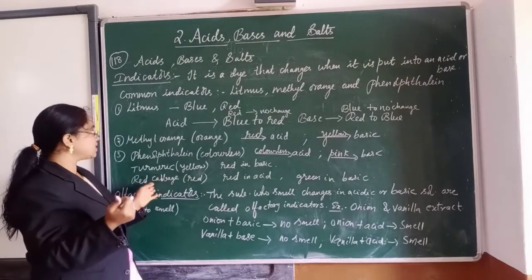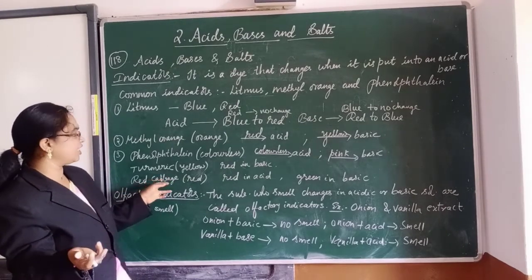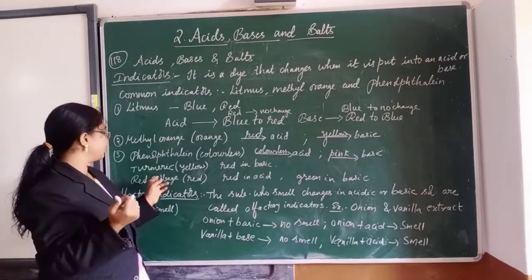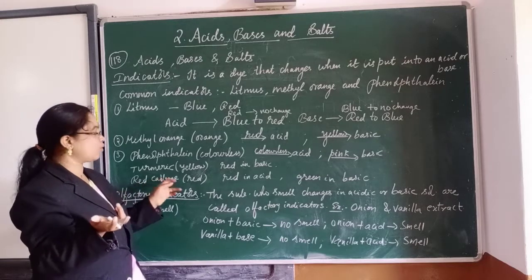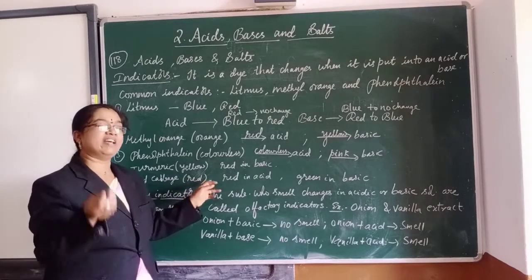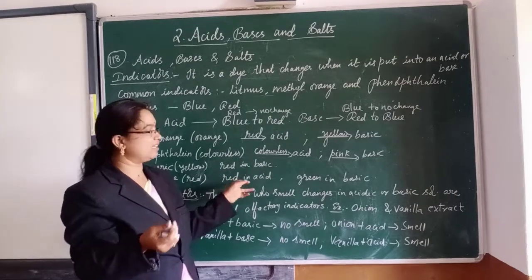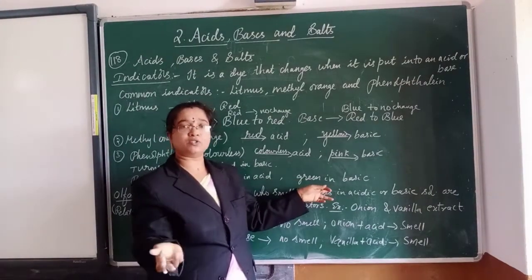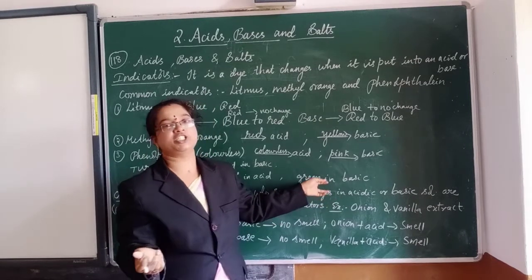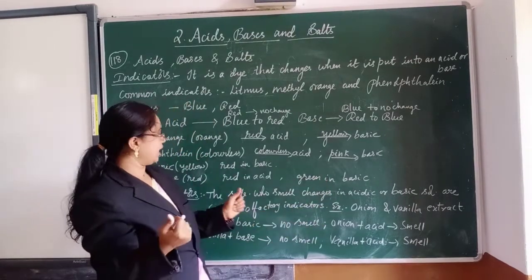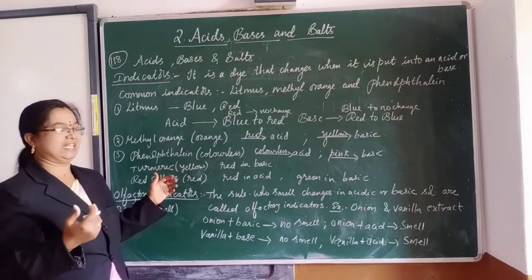Okay. The next natural indicator is red cabbage. In the name itself red is written, so the general color is red. When any acidic solution is added, it will remain red in color, or when any basic solution is added to it, it will change into green color. Okay, so these are the general indicators.